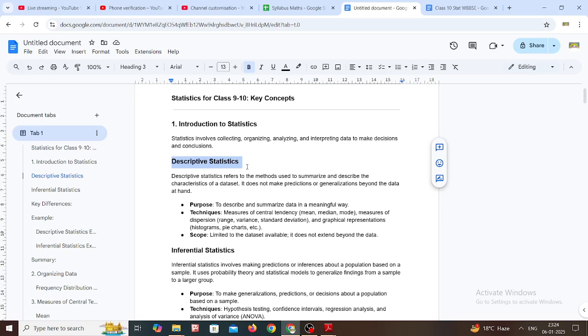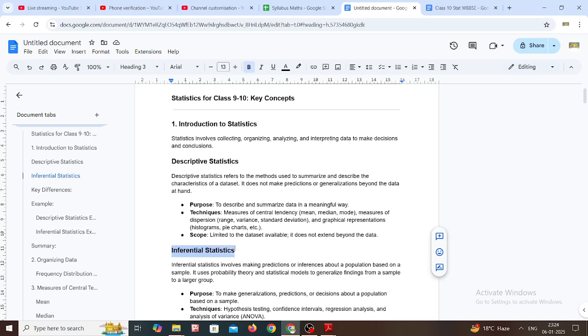Next one is inferential statistics. Inferential statistics involves making predictions, inferences, or conclusions about a population based on a sample. It uses probability theory and statistical models to generalize findings from a sample to a larger group. We will later on move on to know what is sample, what is population. We will discuss this later.